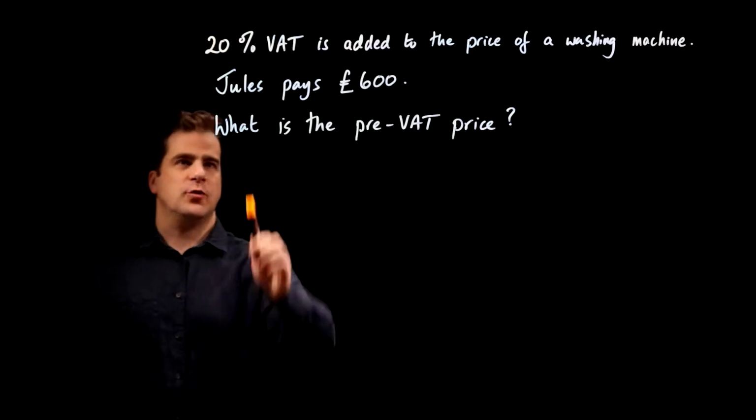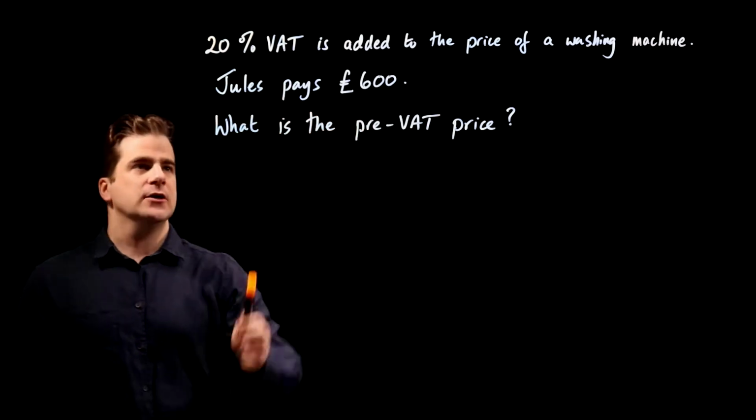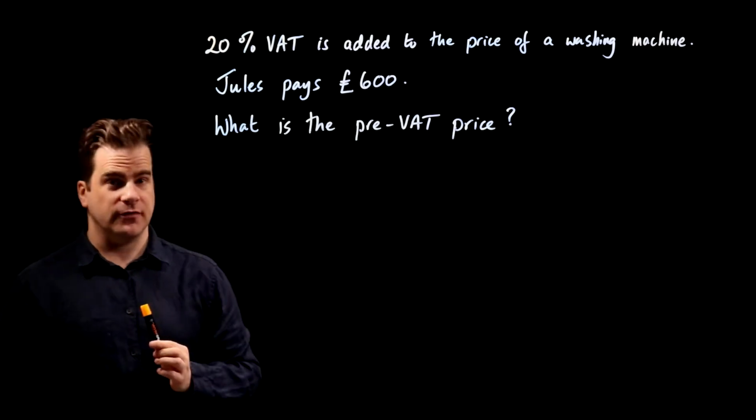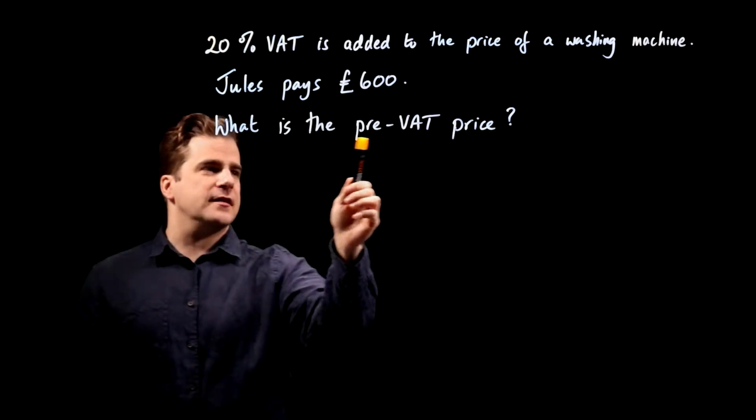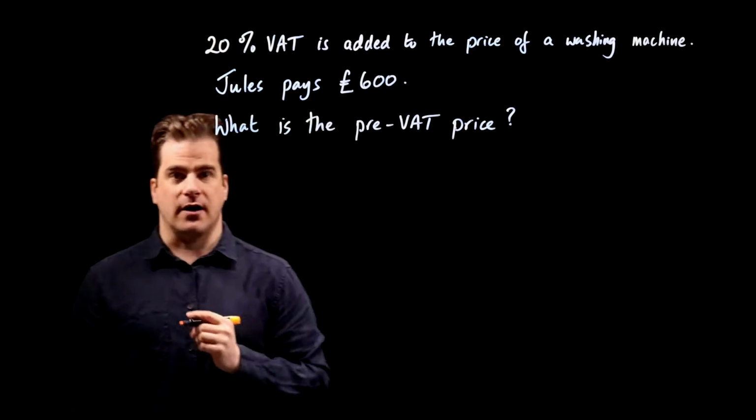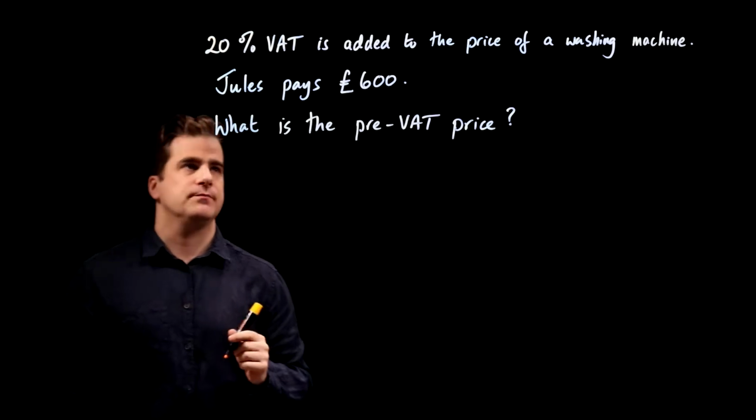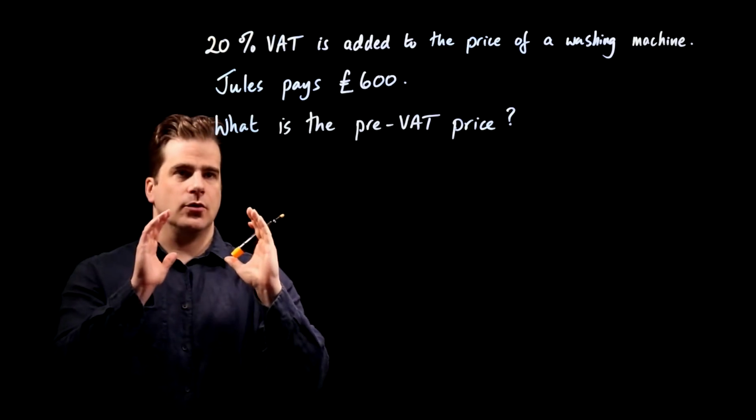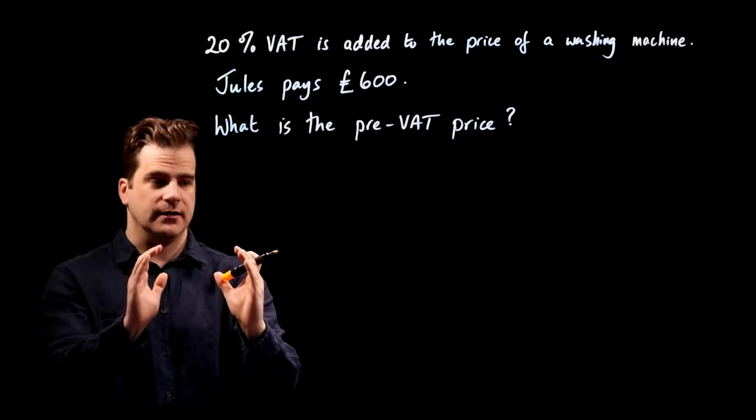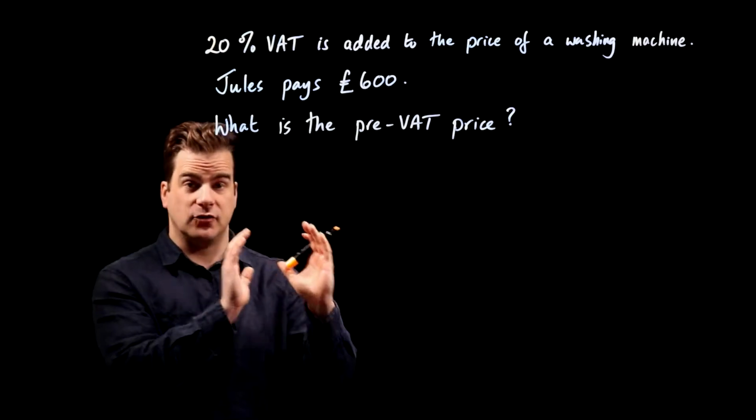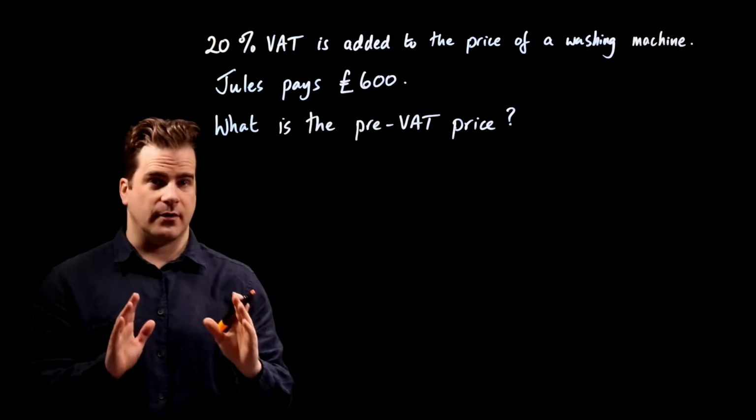Right, 20% VAT is added to the price of a washing machine. Jules pays £600 for a washing machine, and we have to work out what is the pre-VAT price. Okay, so you have a pre-VAT price of the washing machine. That is then increased by 20%, and that is equal to £600.